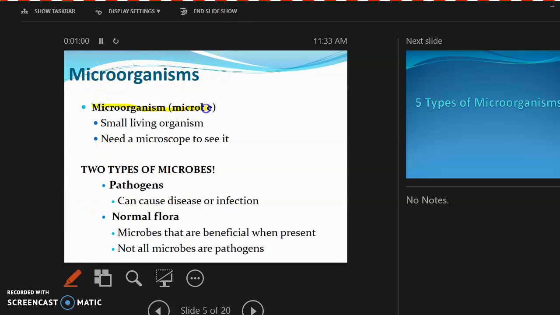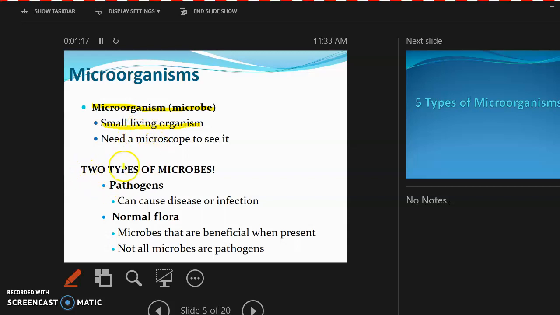So a microorganism, or a microbe, is a small living organism. You need a microscope to see it. Micro is the prefix for small.